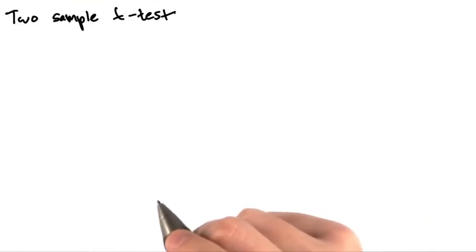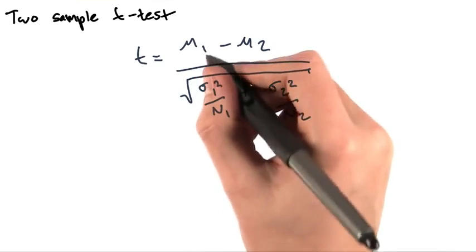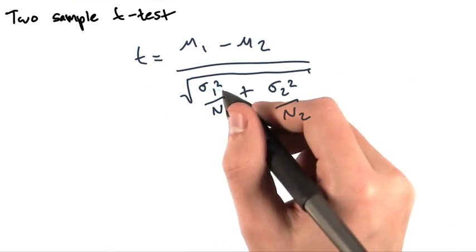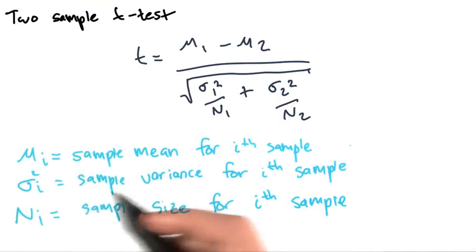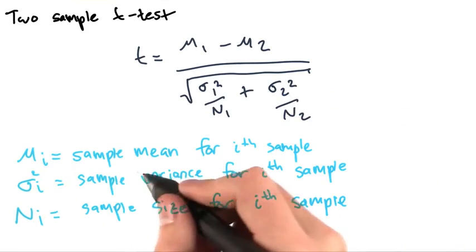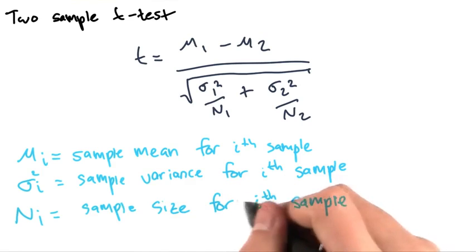In Welch's t-test, we compute a t-statistic using the following equation. T equals mu1 minus mu2 divided by the square root of sigma 1 squared over n1 plus sigma 2 squared over n2, where mu i is the sample mean for the ith sample, sigma squared i is the sample variance for the ith sample, and n i is the sample size for the ith sample.